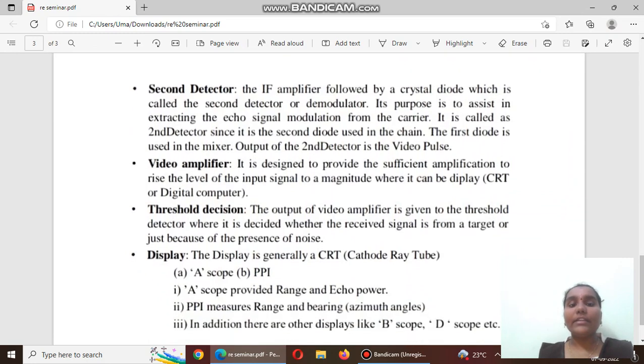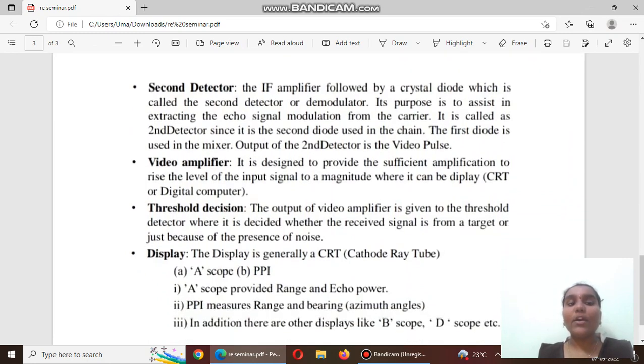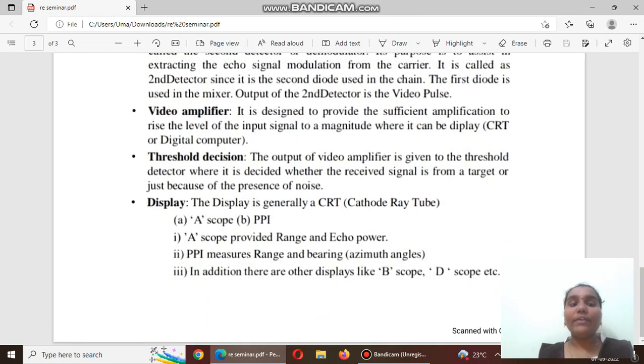Second detector: the IF amplifier is followed by a crystal diode, which is called the second detector or demodulator. Its purpose is to assist in extracting the echo signal modulation from the carrier. Coming to the video amplifier, it is designed to provide sufficient amplification to raise the level of the input signal to a magnitude suitable for threshold decision. The output of the video amplifier is given to the threshold detector, where it is decided whether the received signal is from a target or just because of the presence of noise.